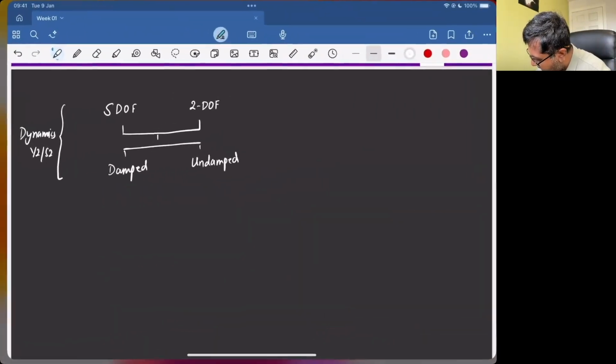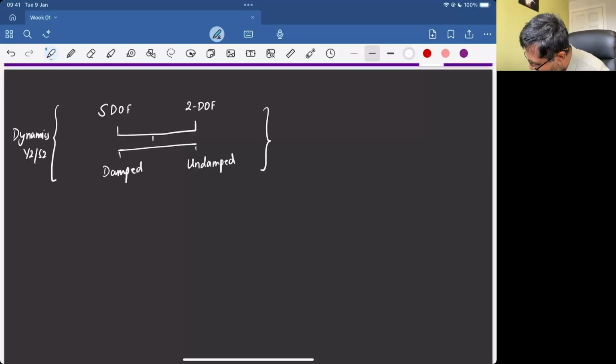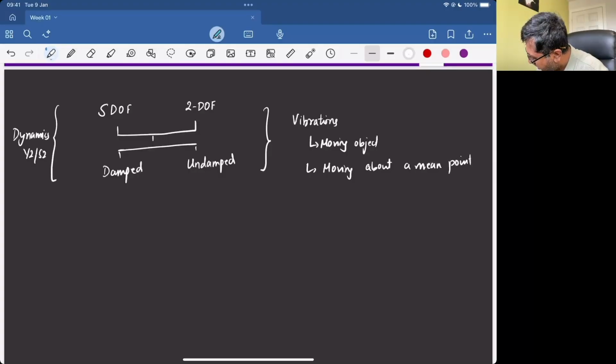We talked about this, and we are looking at the module on vibrations. So what does it mean? We have some form of a moving object, and this object is moving about some mean point, and it is moving in some periodic manner.